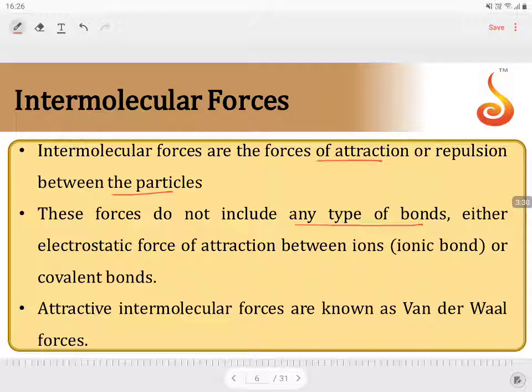Meaning to say, either electrostatic force of attraction between the ions, which are called ionic bonds, or between the atoms, leading to a covalent bond. Attractive intermolecular forces are known as van der Waals forces, and the van der Waals forces are further classified into three types: the van der Waals attractive forces, depending on the nature of molecules.